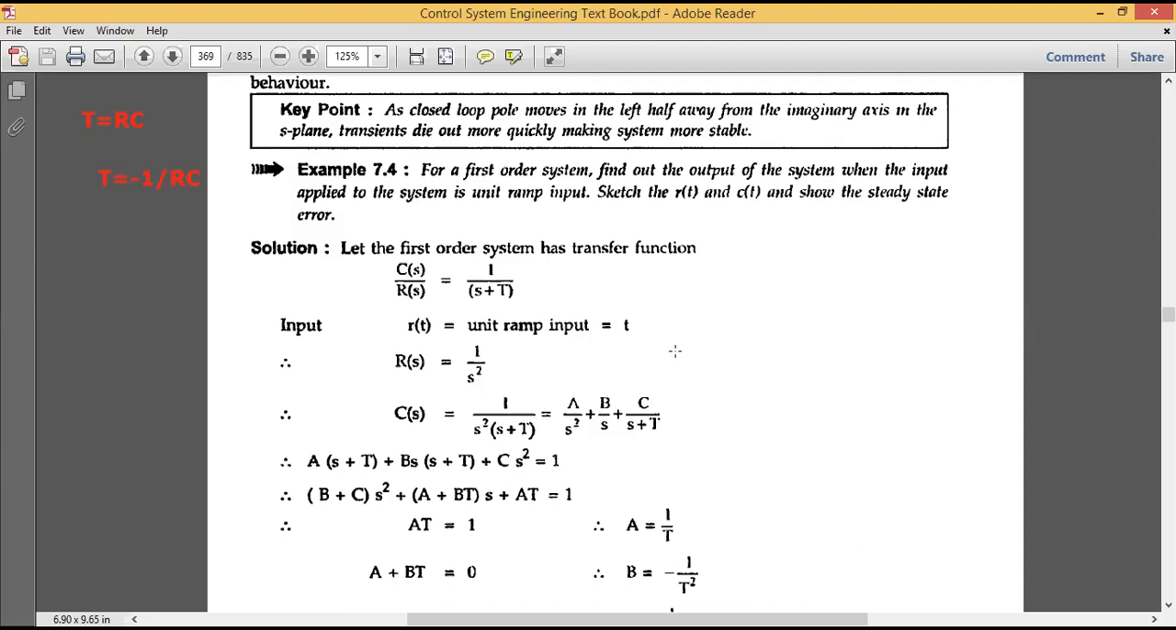Now, if the input ramp has some amplitude a, then we write it as a divided by s square. Okay, so as it is a ramp, we apply the input here. So R of s is 1 by s square. Substitute the value of R of s in this equation. So it becomes C of s divided by 1 divided by s square, so s square will go to the numerator. So s square into C of s is equal to 1 by s plus t. So if this s square comes to the denominator on the left hand side, it becomes 1 divided by s square into s plus t.